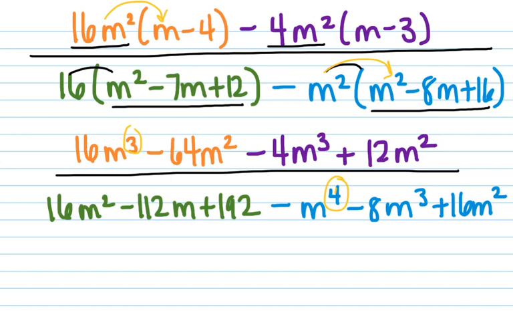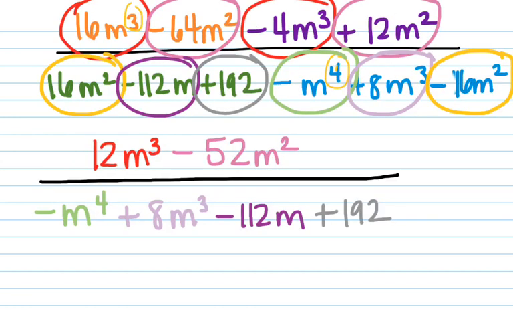One thing you'll notice that I made a mistake on, when I distributed this negative right here, I should have multiplied the negative m squared times the negative 8m to get a positive 8m cubed. And I also should have multiplied these two to get a negative 16m squared. So watch out for those negative signs because they can trick anybody, even if you've been doing this for a really long time. So the last thing I need to do is combine some like terms.